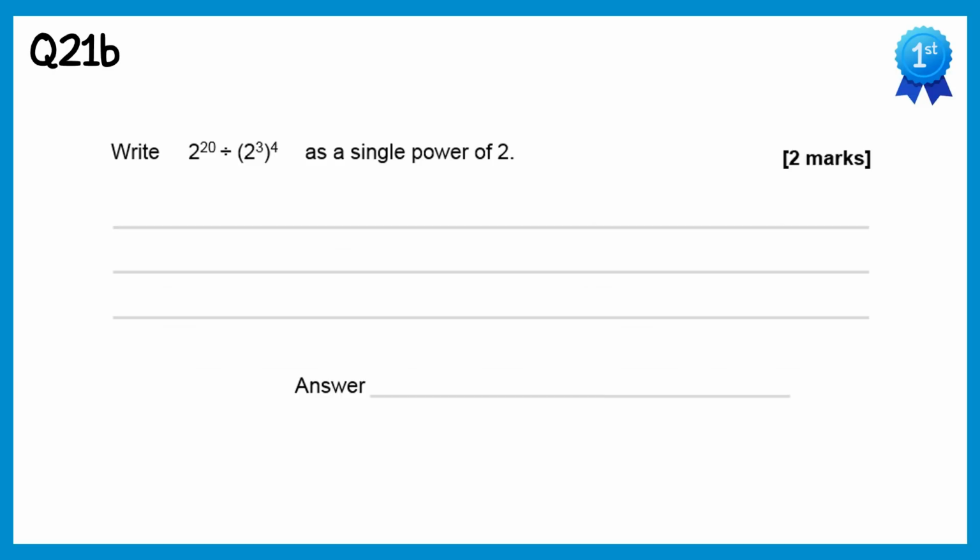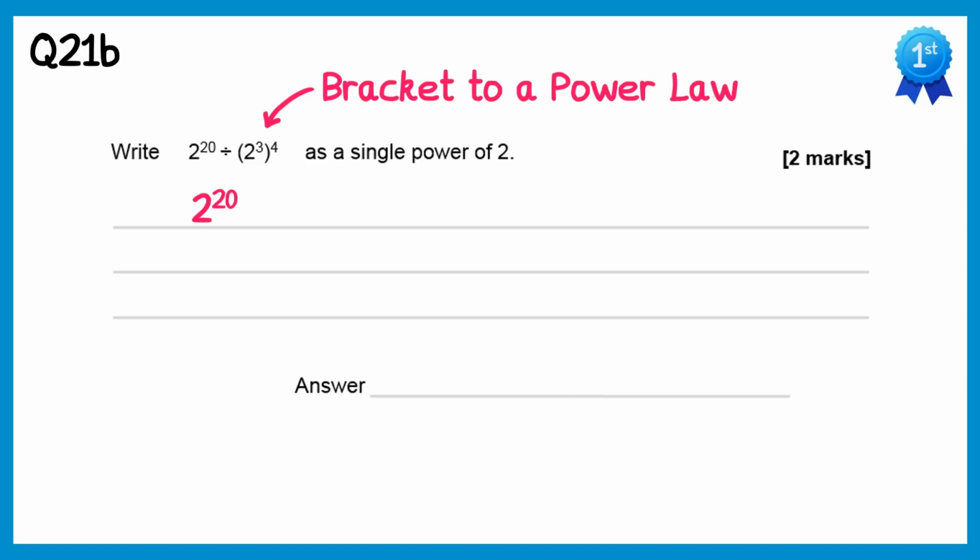For this question, we'll first of all write 2 to the 20, but then deal with the last part. The last part is a bracket to a power, so we need to use the bracket to a power law. This states that when you have a bracket raised to another power, you just multiply the indices. So we've got 3 and 4, so we multiply them. So this is the same as 2 to the 12.